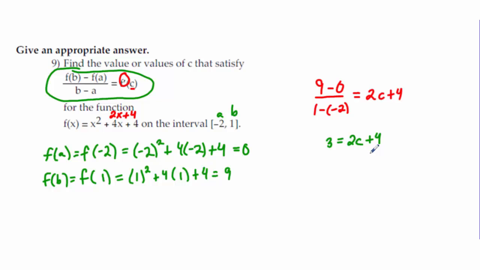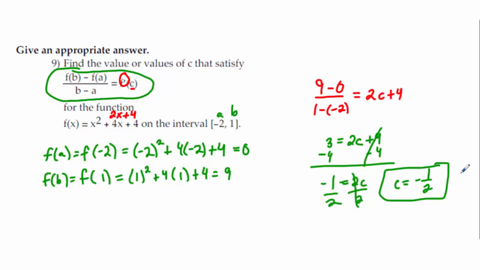Solve that for c. We get a fraction, but it's a nice fraction. c equals negative 1/2. And what that's telling us is that in between negative 2 and 1, the place where our slope equals our average rate of change is negative 1/2. So again, that one's kind of tricky. You have to remember what it wants you to do, but the formula is right there. You don't have to have that memorized. You just have to follow it.